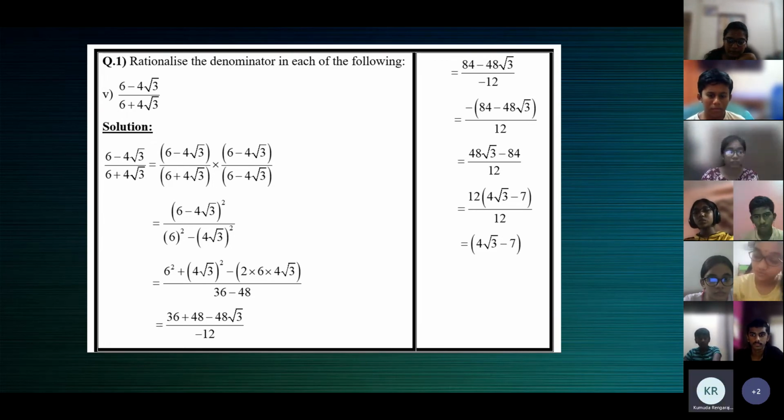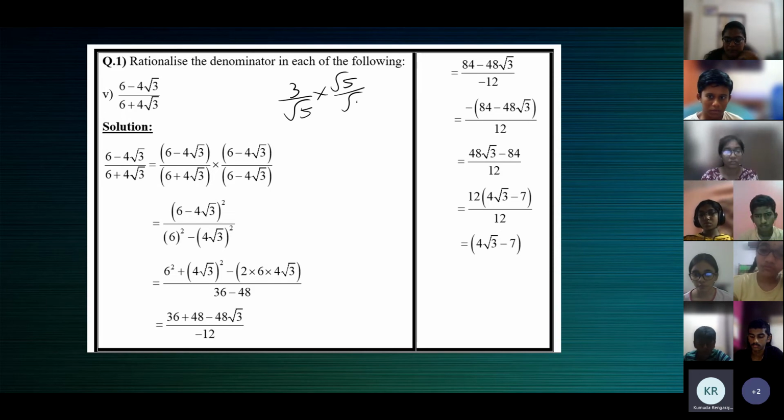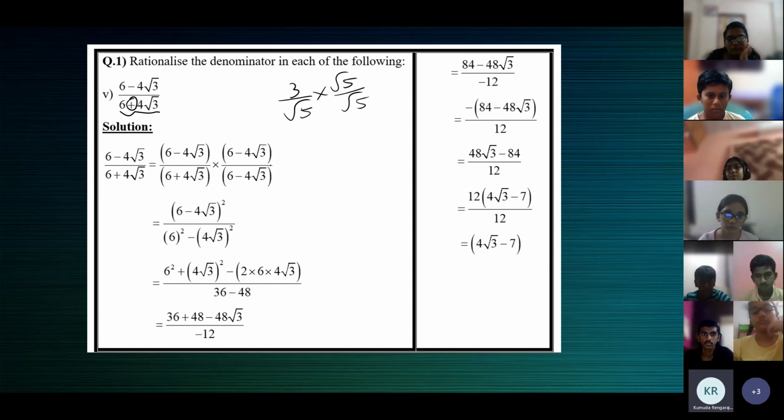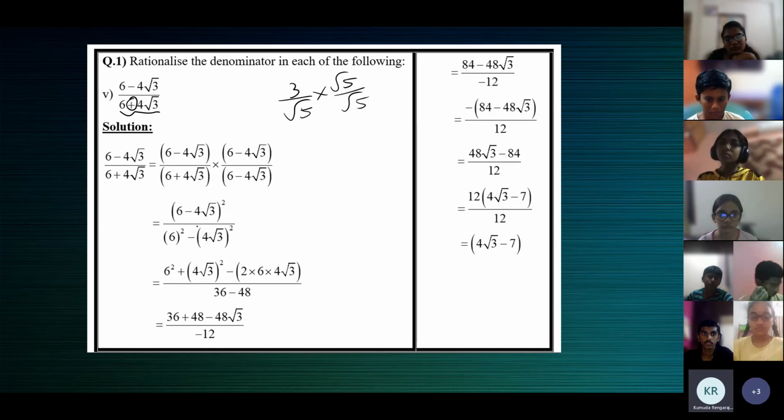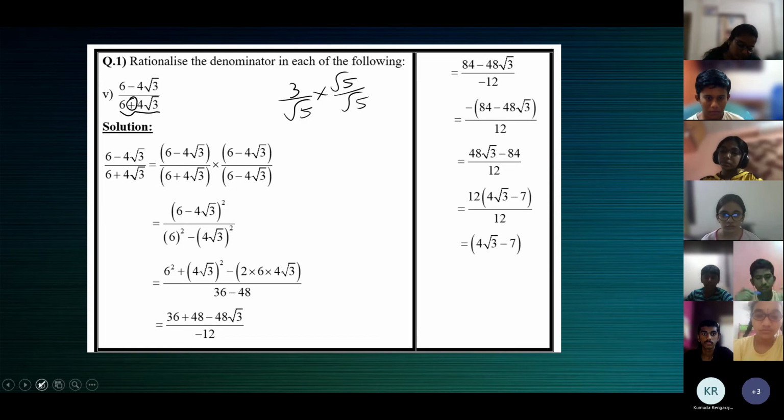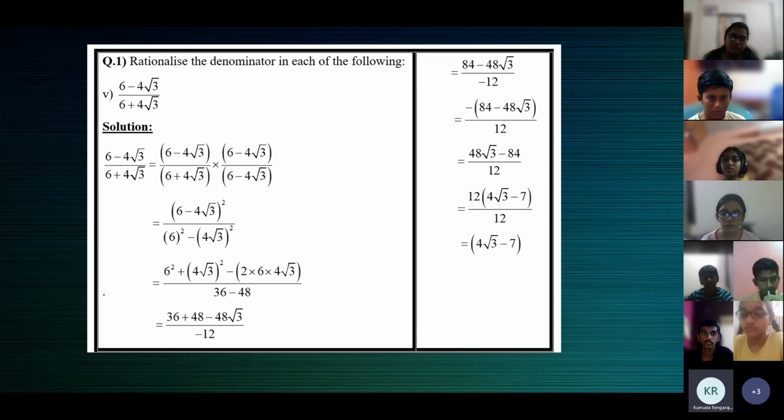When we had one term, supposing we had 3 by root 5, only one term, we just multiply the numerator and denominator by root 5. This is how we rationalize the denominator. Then when we had two terms, like 6 minus 4 root 3, we just change the signs. That's called the conjugate. We multiply the numerator and denominator by the conjugate. So far we have seen the denominator with one term or two terms.